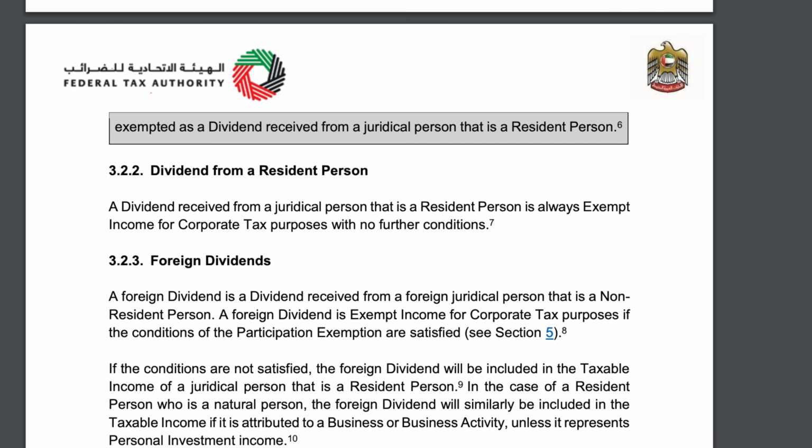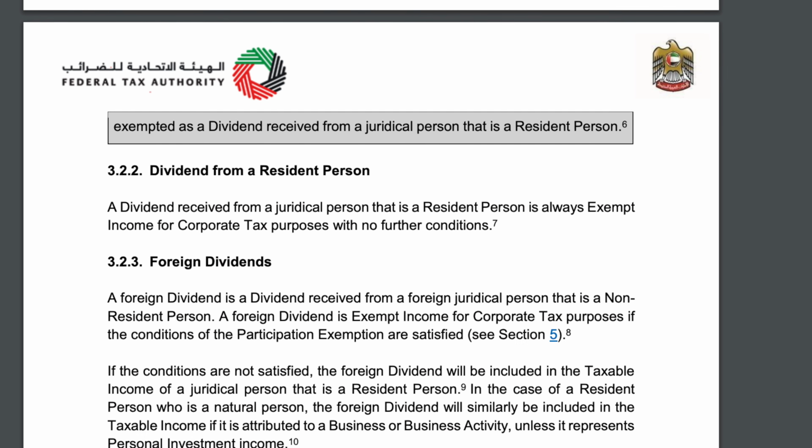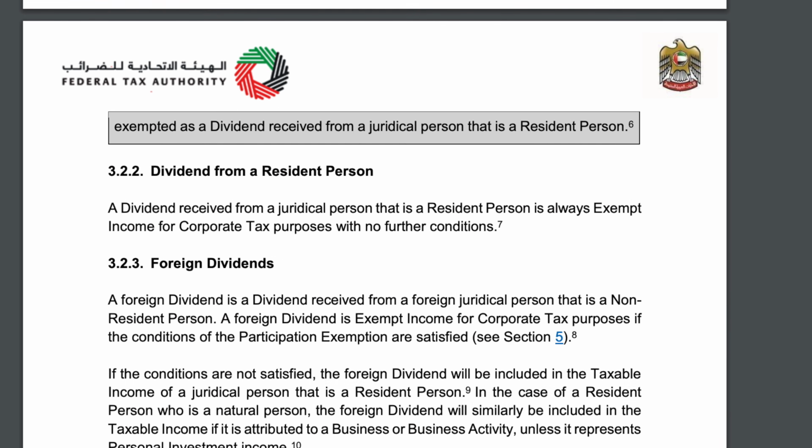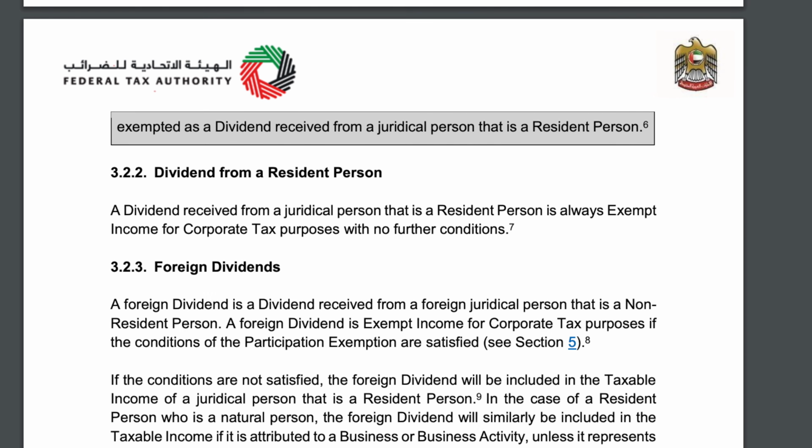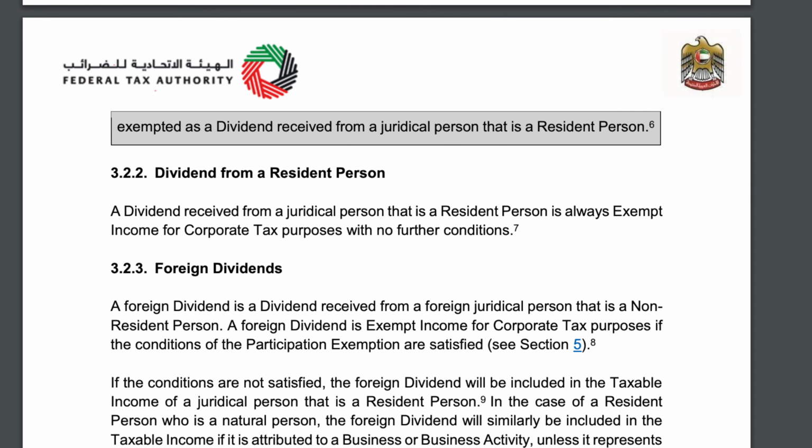Well, no, because we can see right here on the UAE tax law that dividends that are paid from a resident company, so if this US LLC is also a resident in the UAE, that is going to be exempt from corporate tax, specifically to avoid double taxation, because presumably you've already paid UAE tax if it is due on those US LLC profits. So no, it is not going to be double taxed.